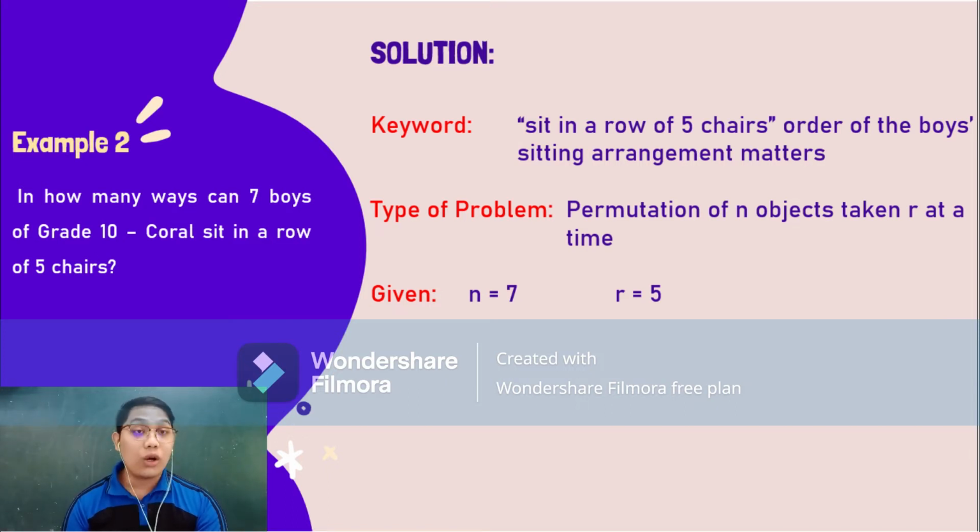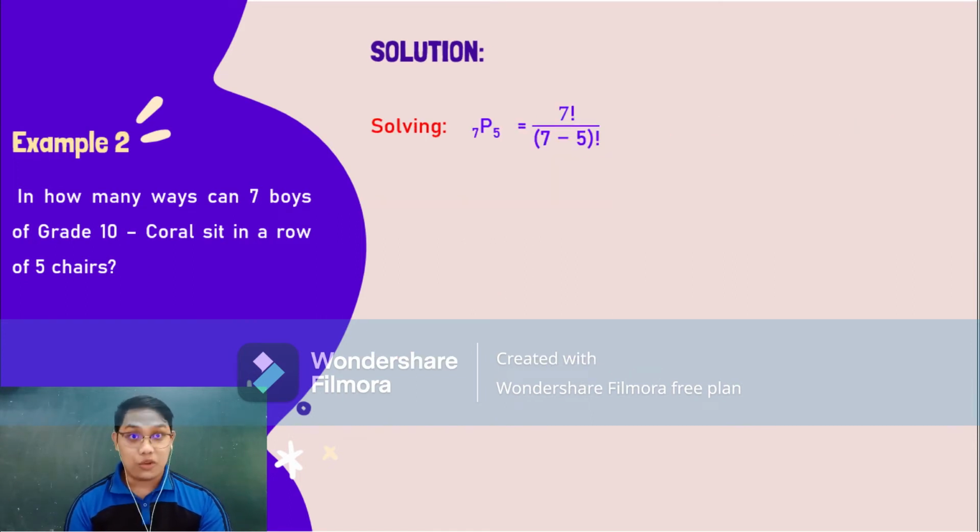So next, we will use the formula of permutation. Yapon nga, permutation of n taken r at a time is equal to n factorial over the factorial of n minus r. Moving on to the solving part, just substitute the value of n and r to our formula, making our solution the permutation of 7 taken 5 at a time is equal to 7 factorial over the factorial of 7 minus 5. Then, we subtract the denominator. 7 minus 5 is equal to 2, making our solution 7 factorial over 2 factorial.